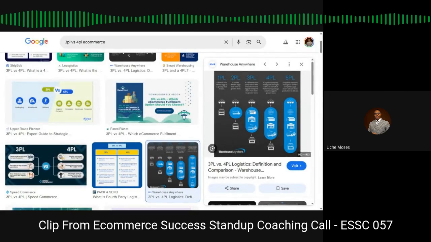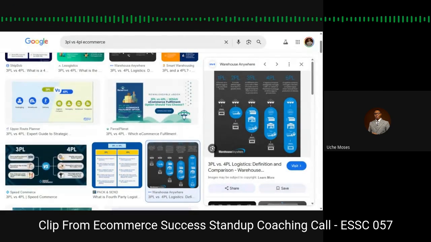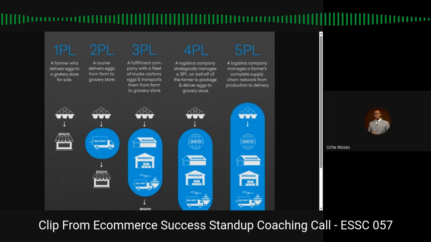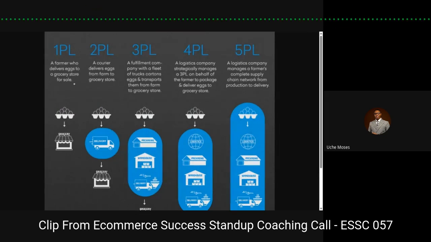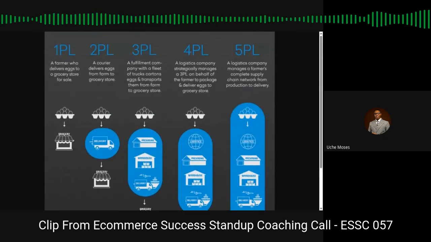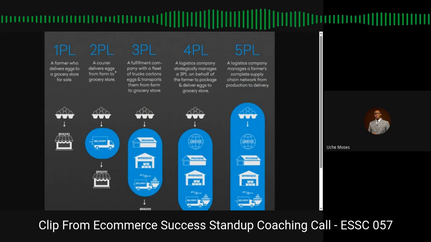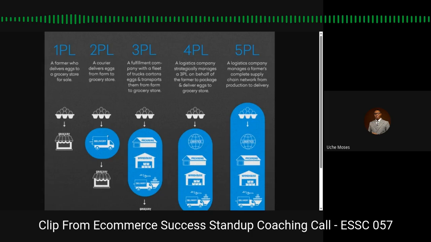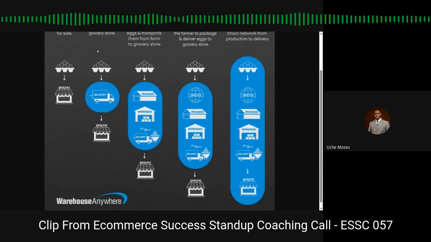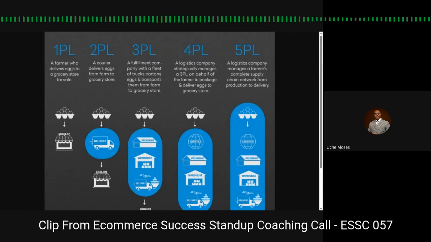So this is a very good example of what 3PL is. 1PL is a farmer who delivers eggs to the grocery store for sale. So this person is delivering directly, 1PL. 2PL, a courier delivers eggs from the farm to the grocery store. Now, remember, this is the business owner. This is you right here. Now, you, the delivery person, deliver to the farm. Now, sorry, to the grocery store.